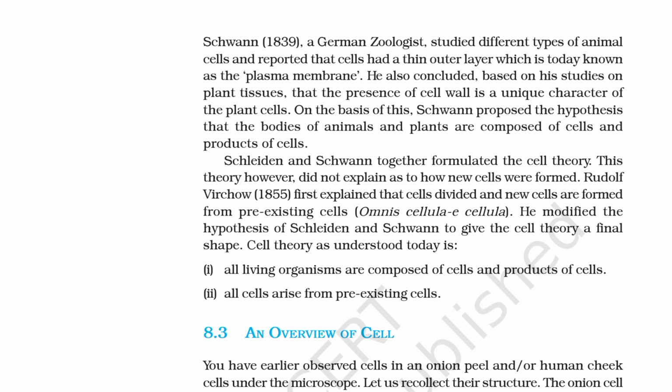This theory, however, did not explain how new cells were formed. Rudolf Virchow (1855) first explained that cells divided and new cells are formed from pre-existing cells, omnis cellula e cellula. He modified the hypothesis of Schleiden and Schwann to give the cell theory a final shape.